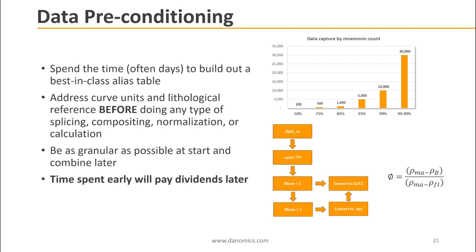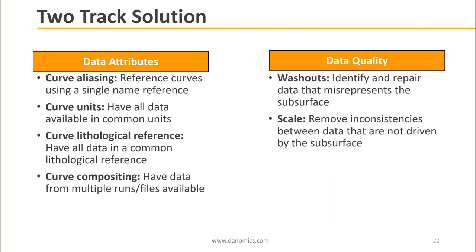And I suggest that you need to be as granular as possible in this. So, start very granular, and then you can combine things farther down the road. Because it's very hard to split things apart once they've been merged together in most cases. And I strongly believe that every hour you spend doing this early on will probably save you 10 hours down the road of pain. So that's the data attribute side. Then there's the data quality side.